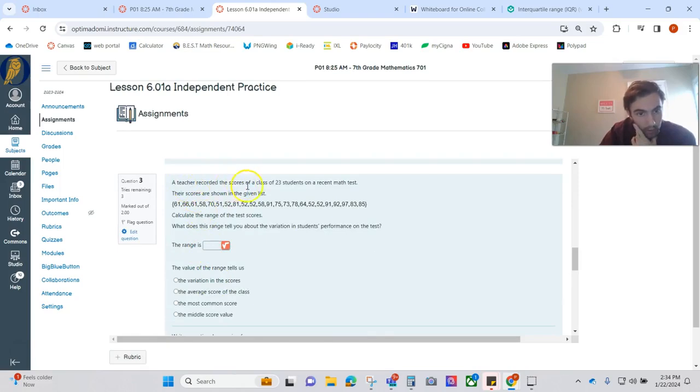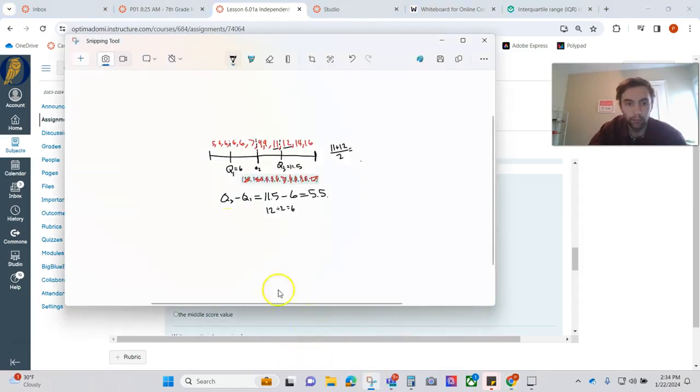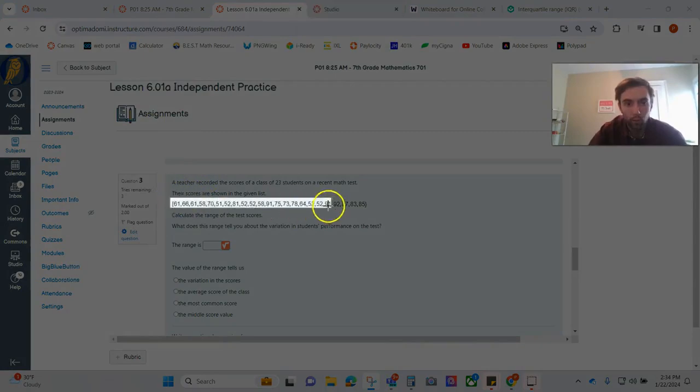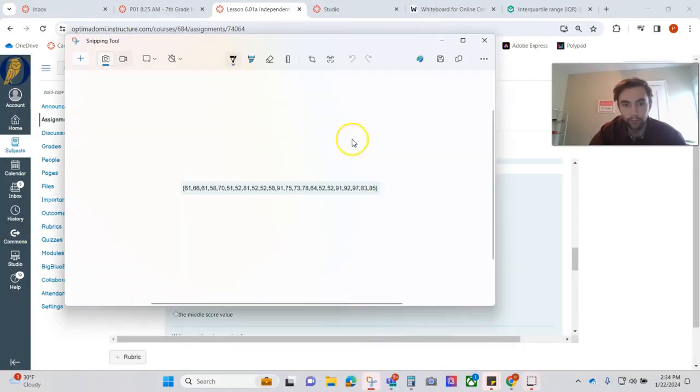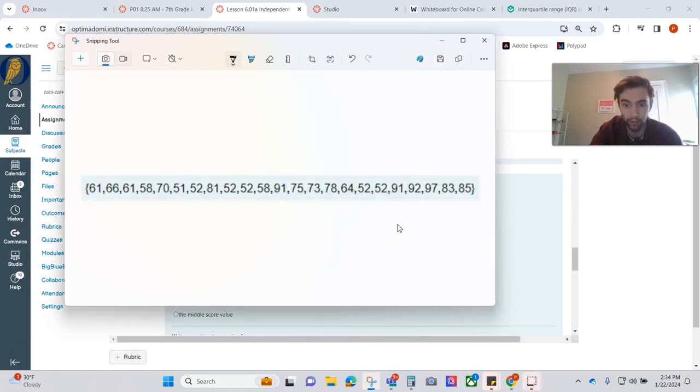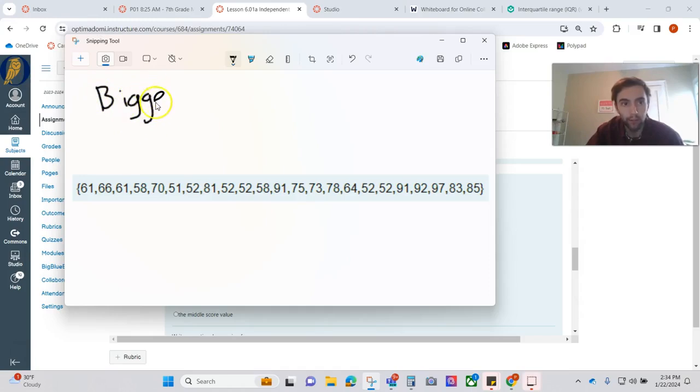Question 3. A teacher recorded the scores for a class of 23 students on a recent math test. Here are all the scores of 23 students. Calculate the range. To find the range, we don't necessarily have to order the numbers from smallest to biggest. That could make things simpler, but all we need is the biggest number, the largest number.